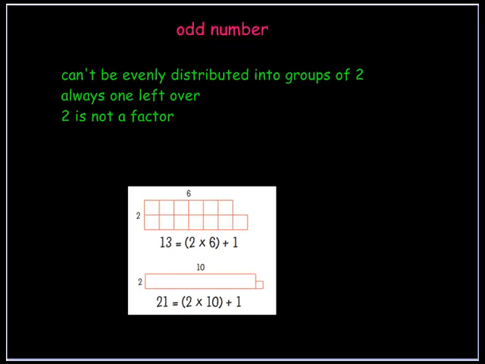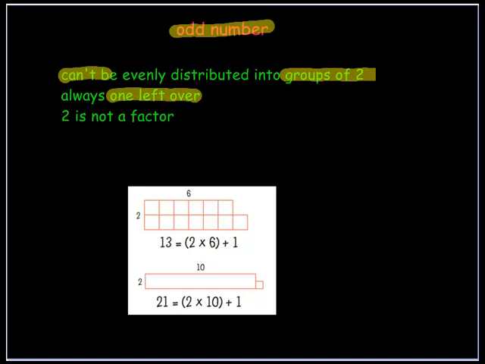The opposite of an even number is an odd number. These cannot be evenly distributed into groups of 2. There's always going to be one left over. And then you know because of that one left over that 2 is not a factor of an odd number.